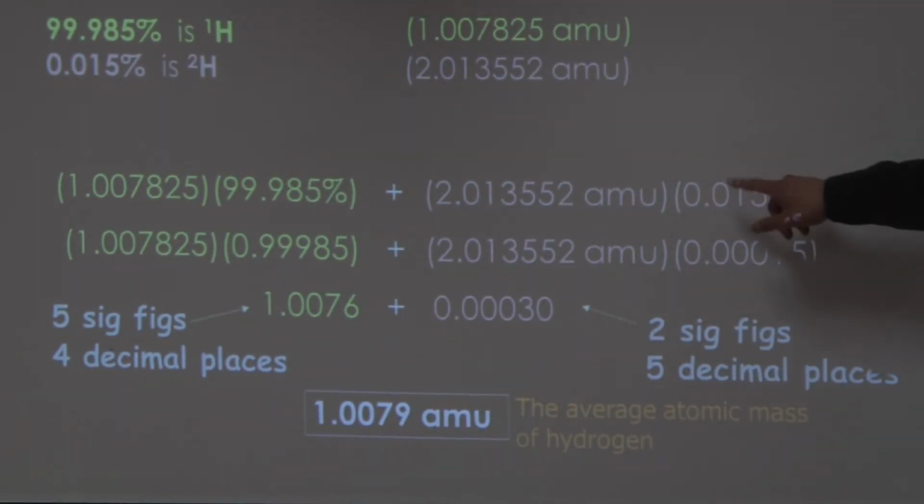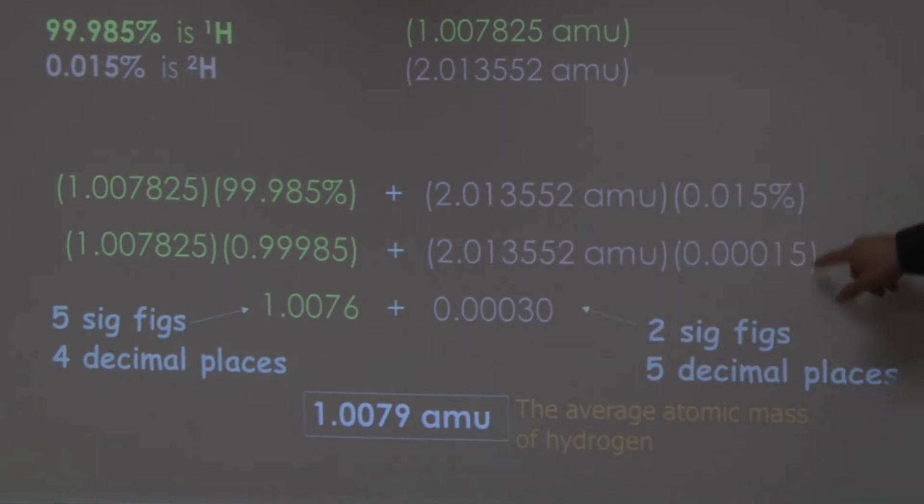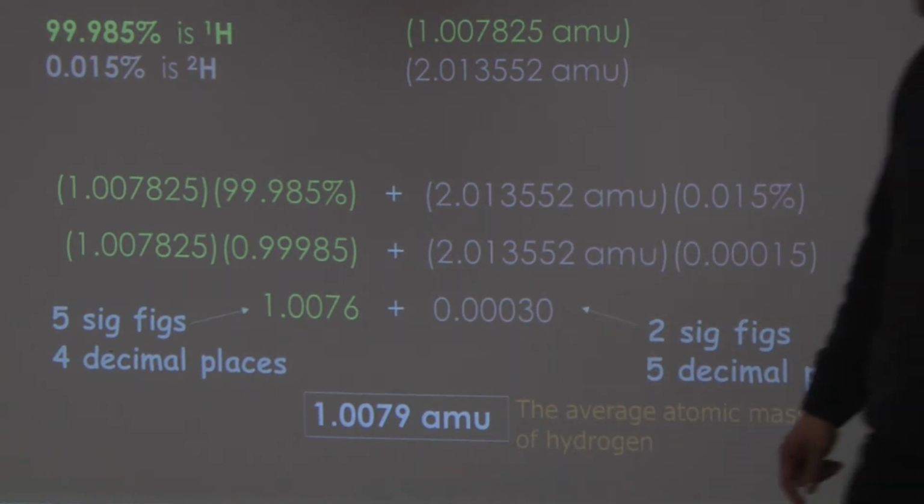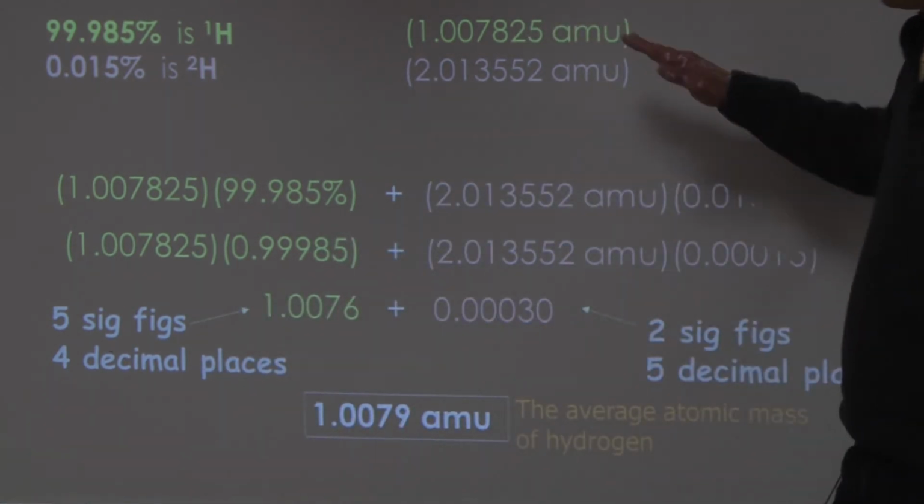Similarly, with the pink calculation here, we have 1, 2, 3, 4, 5, 6, 7, and 2. So we're going to round it to 2 significant figures, which is the point where we get 0.00030. So 5 and 2, that comes from above.